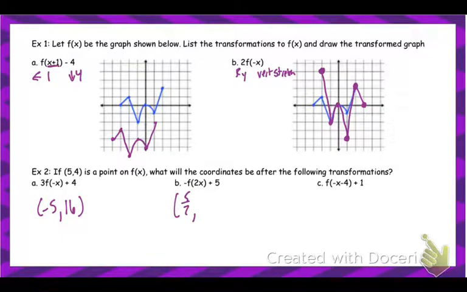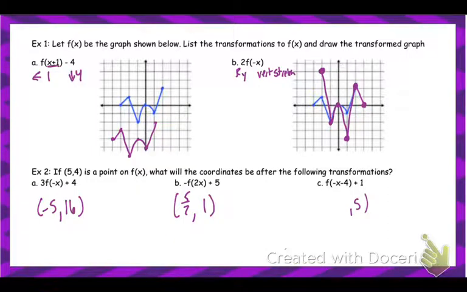All right, then looking at your y coordinate. So we take 4, we're going to reflect it over the x, and we're going to shift it up 5. So negative 4 plus 5 is 1. All right, then the last one. Now, for your y coordinate here is pretty easy. The y coordinate is just shifted up 1. That's just 1.